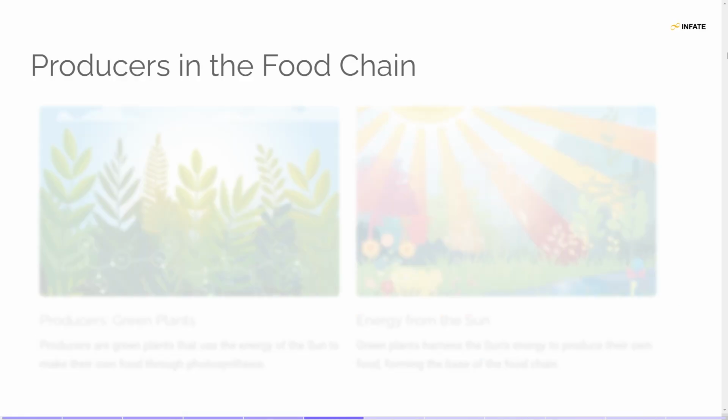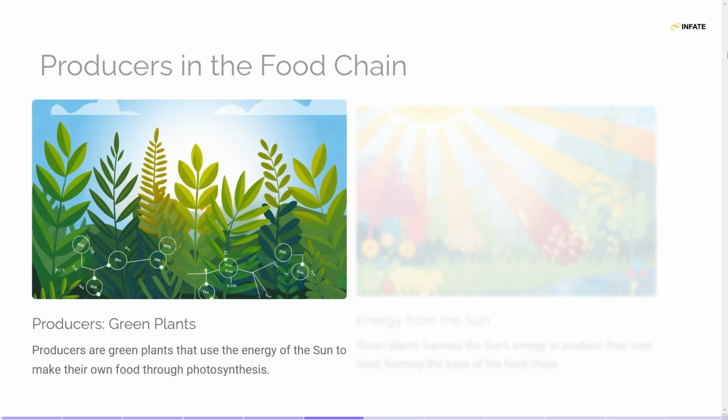Slide 6, Producers in the food chain. This slide highlights the role of producers in the food chain. 1. Producers, green plants. Green plants use the sun's energy to manufacture their own food through the process of photosynthesis, serving as the foundation of the food chain.